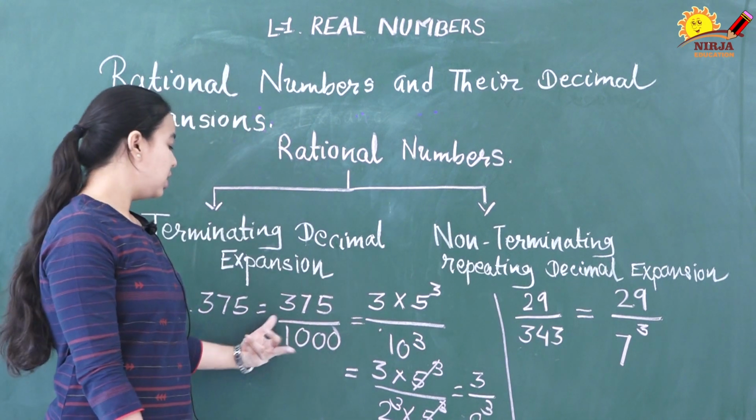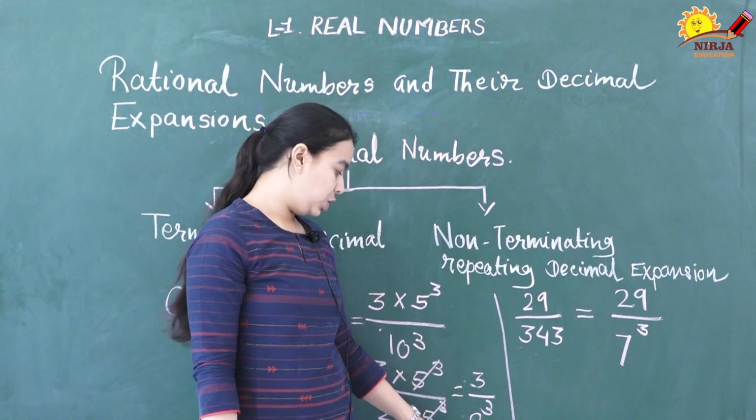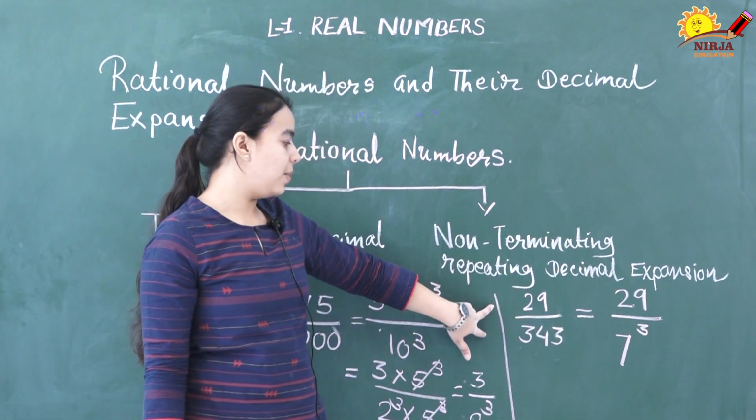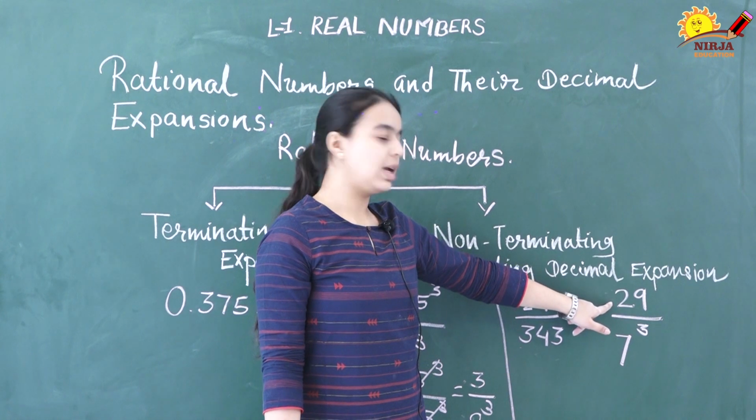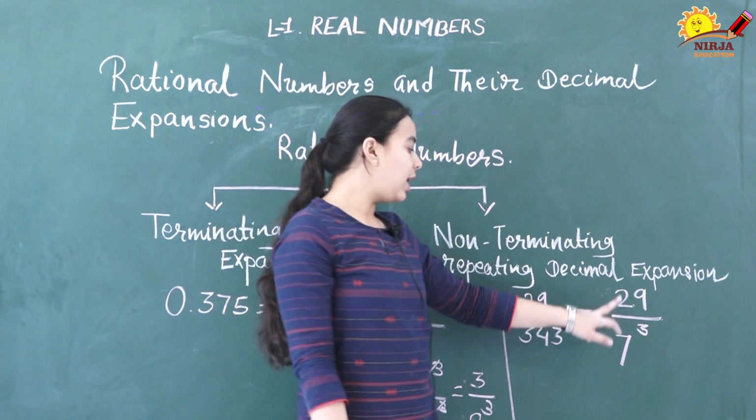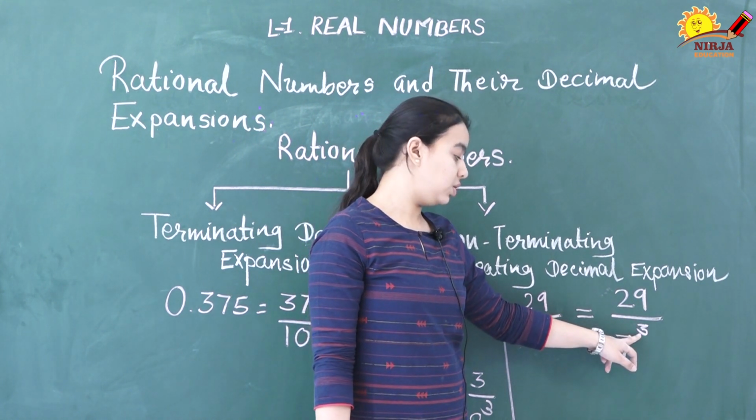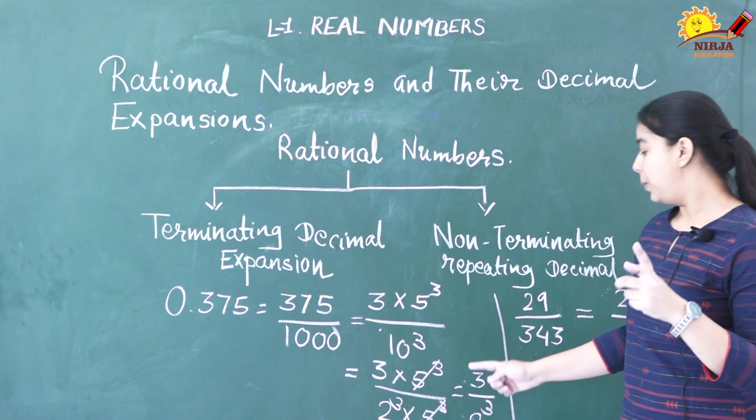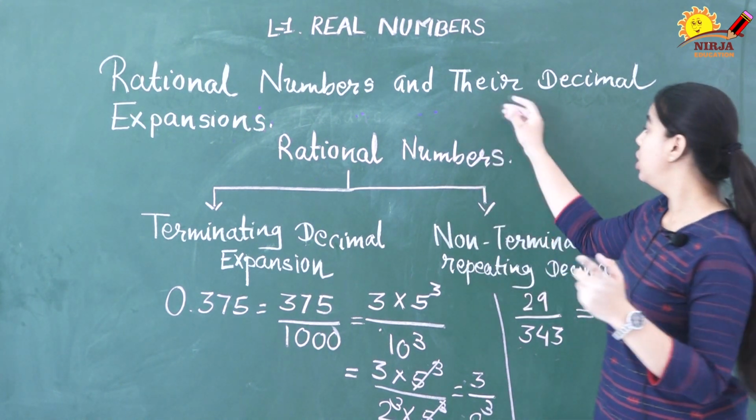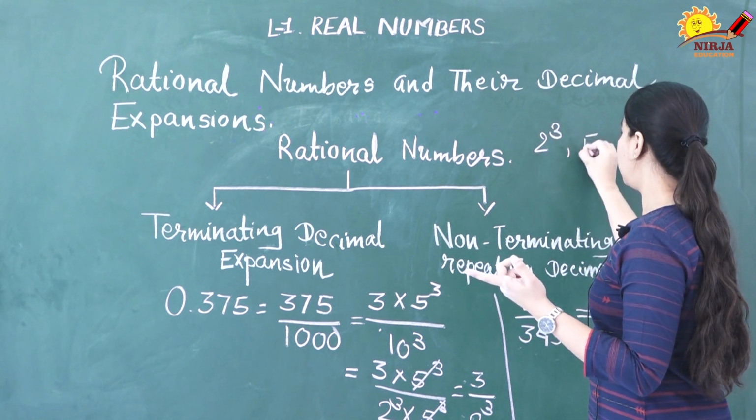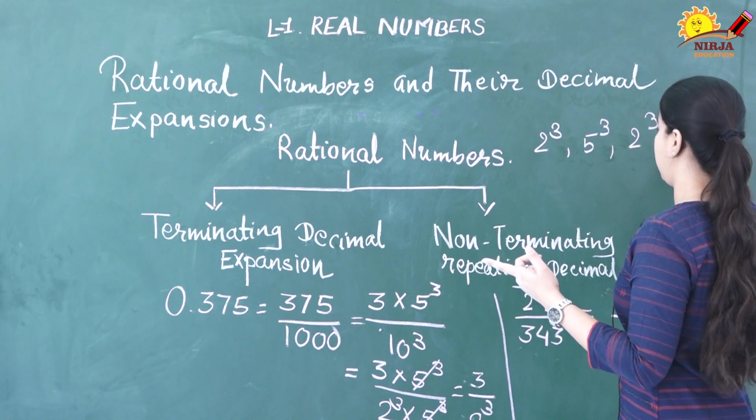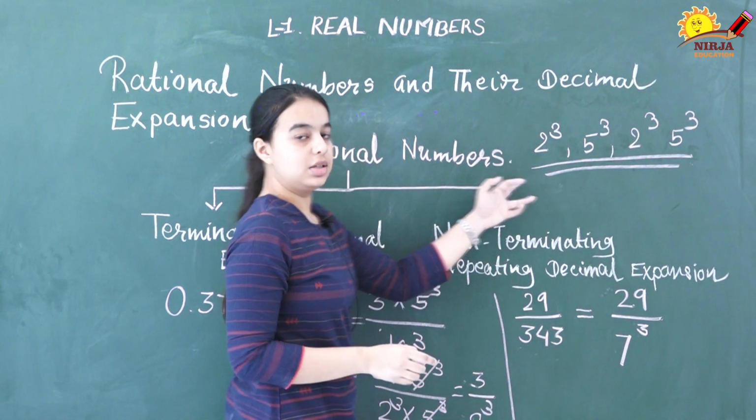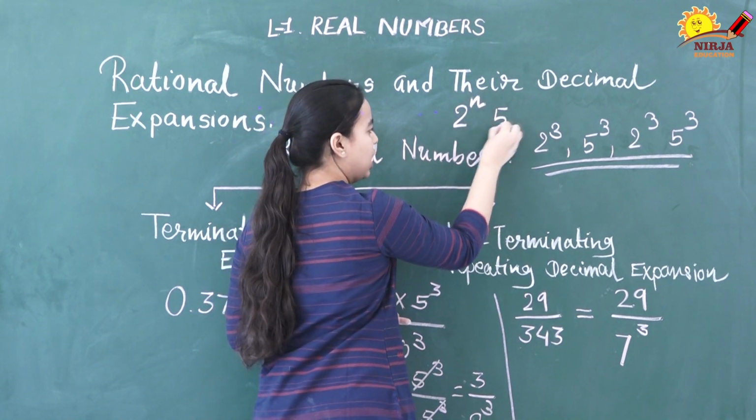So we have seen 2 examples here. If I am considering this term as p by q, I am getting q in the form of 2 raised to 3. And here, if I am considering this example, if I am considering this term as p by q, here I got q in the form of 7 to the power 3. So, if rational numbers are terminating, then q must be in the form of 2 raised to 3, 5 raised to 3, or 2 and 5 both raised to 3. In short, if I write this in the general form, I can write this as 2 to the power n and 5 to the power m.